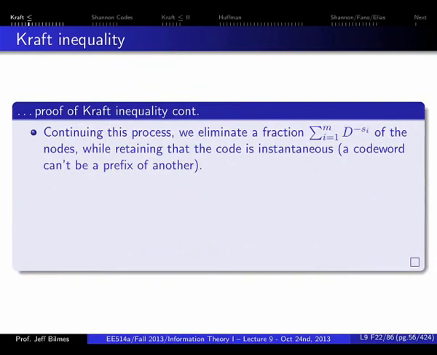And so we continue this process, and when we do it m times, we've eliminated this fraction of the vertices, or the nodes in the tree. And at each stage, we've retained this instantaneousness property, because each time we choose a code word, we eliminate from the running any possible other code words that might use that as a prefix. They're just gone. We just cut the tree at that branch.